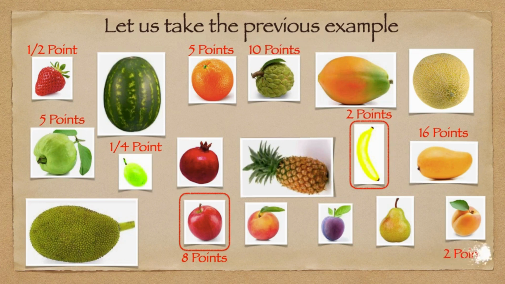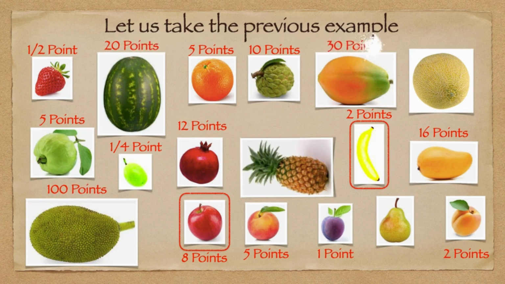For example, apricot 2 points, peach 5 points, plum 1 point, jackfruit 100 points, pomegranate 12 points, watermelon 20 points, papaya 30 points, pineapple 40 points, and muskmelon 30 points, like that. So all these estimates are done based on the 2 references we have taken, banana and apple. Banana is 2 points and apple is 8 points.